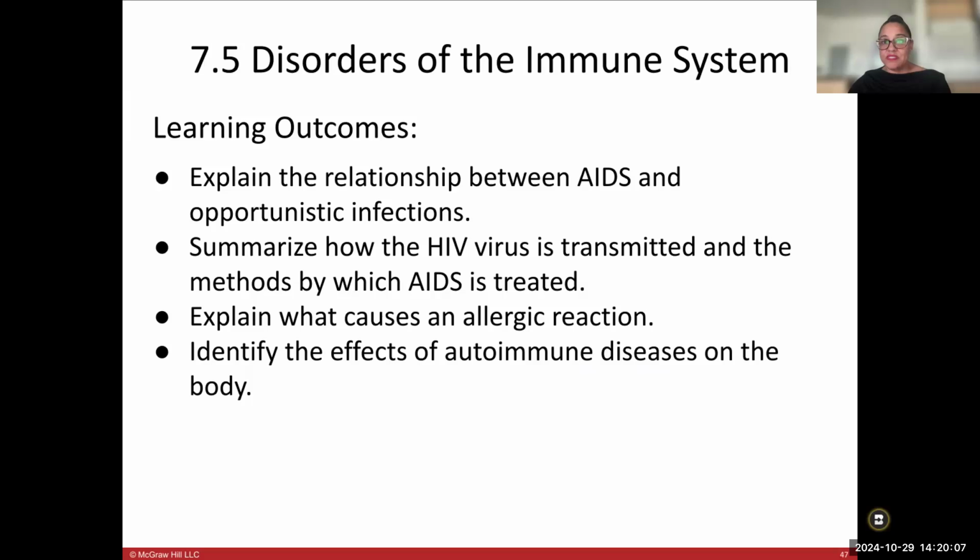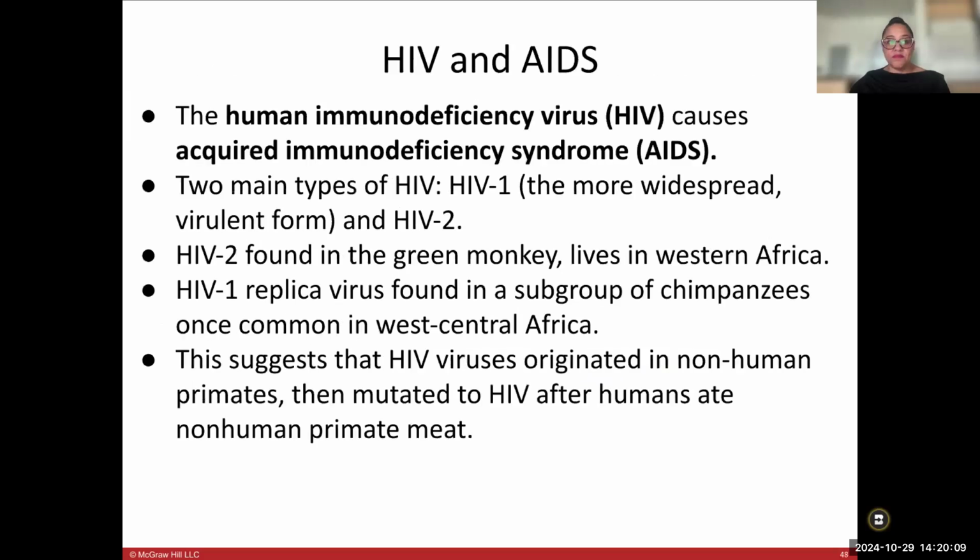And our last section is about disorders of the immune system. HIV and AIDS is a huge one. The human immunodeficiency virus, or HIV, causes acquired immunodeficiency syndrome, or AIDS. There are two main types of HIV. HIV-1 is more widespread. It is also more virulent, or more infectious.